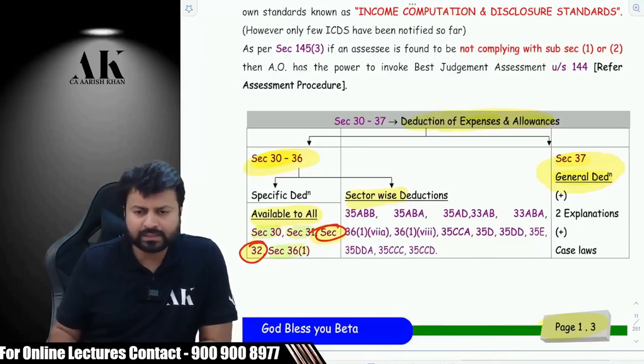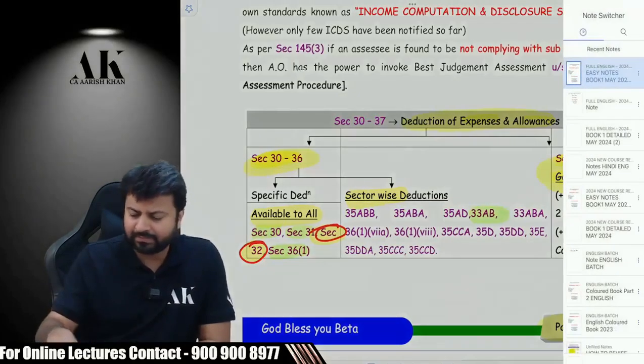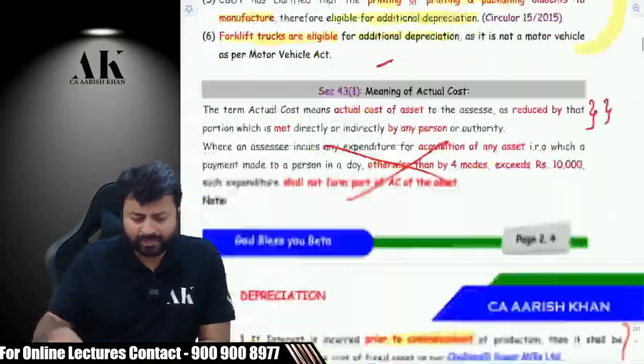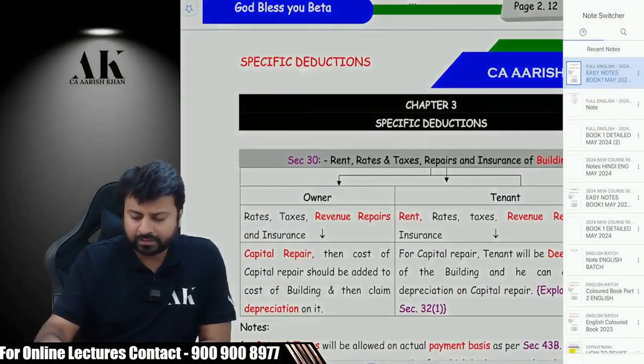Today we are going to do section 30, 31 and 36. These are the three sections we are going to do today, and if time permits, we will also start with certain provisions of sector wise deduction. If time doesn't permit, then we are not going to do that. So right now I am starting with section 30. Pay attention on the board, please, all of you.